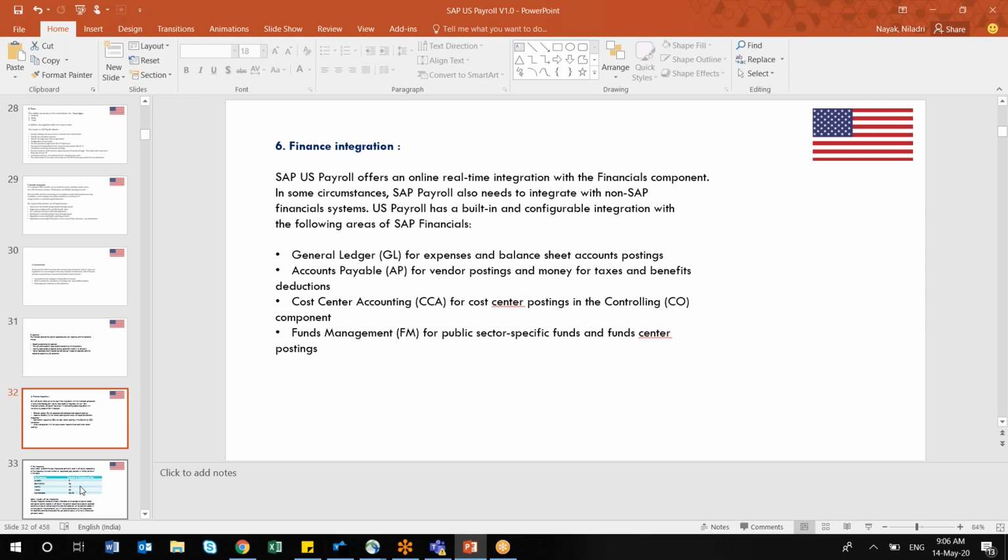The sixth uniqueness I will cover in more detail when I discuss the finance integration. Like how the GL for expenses and balance sheets are calculated, how those are configured, and what an account payable is for the different vendor postings we do for tax and benefits deductions and all. And there are also scenarios like the controlling component of finance. Once you do the cost center accounting, how this will post in your controlling, and how to see those documents.